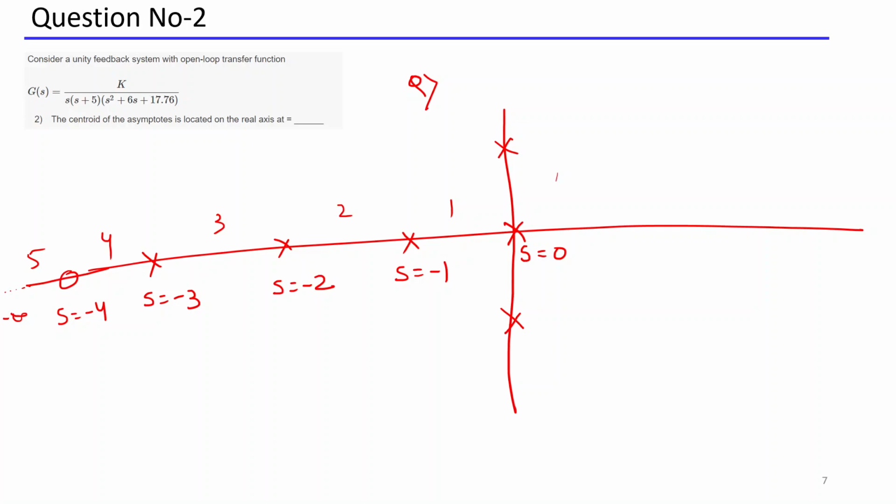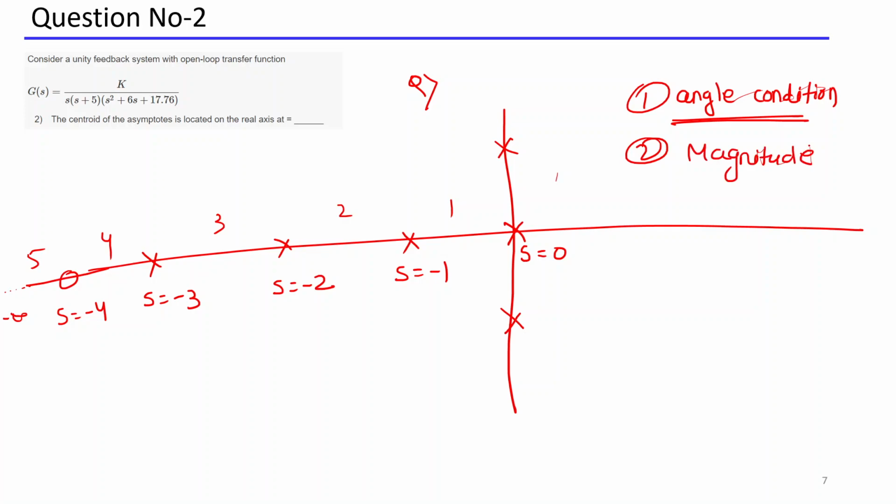So now, first of all, why is this rule coming? By using this rule, one condition you have to satisfy, which is called the angle condition. Are you aware of that? What is the angle condition? Angle condition is one, and the second condition is the magnitude condition. Do you know these two rules?